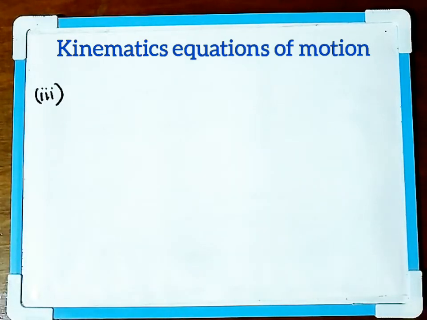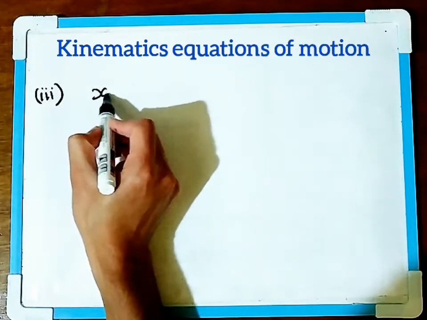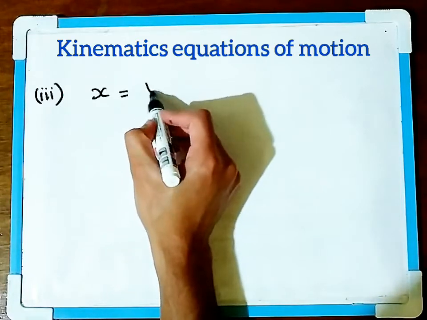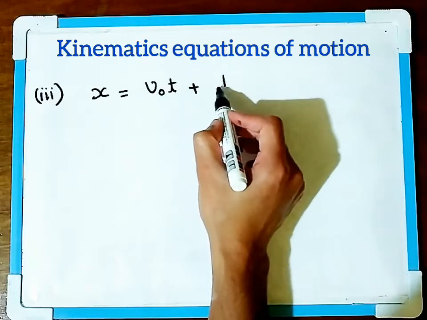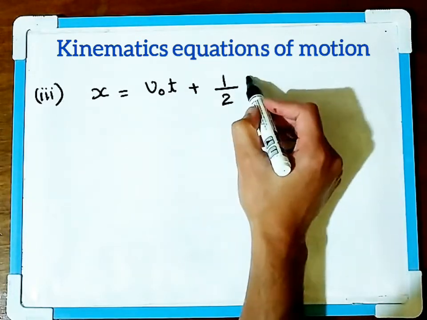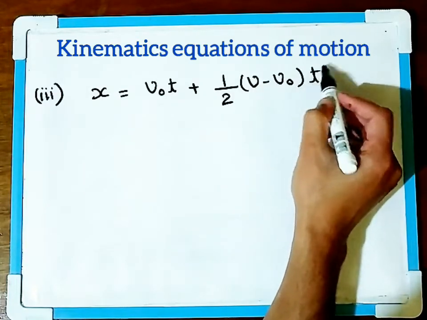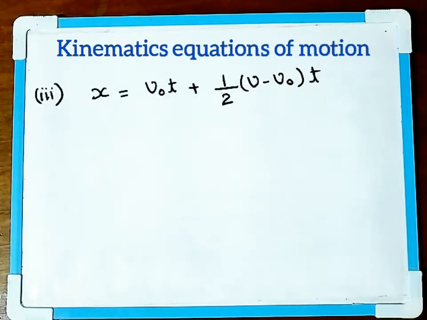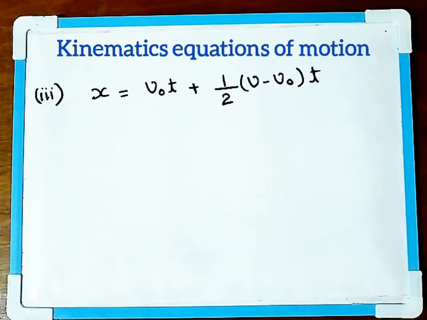Now in the third equation of motion, we shall relate the velocity, the acceleration, and the displacement. So again, we know that the displacement is equal to v naught t plus half (v minus v naught) t. This is the area of the rectangle OACD. This is the area of the triangle ABC.